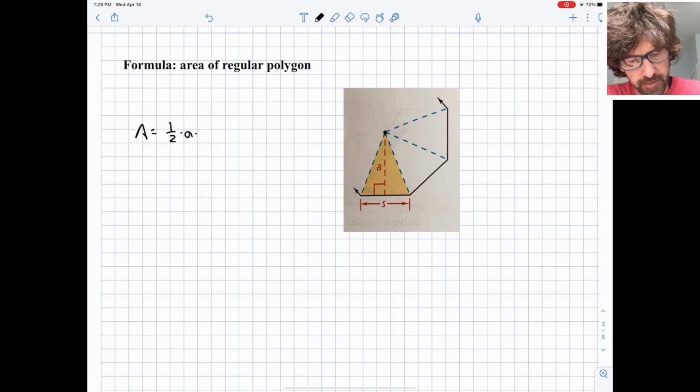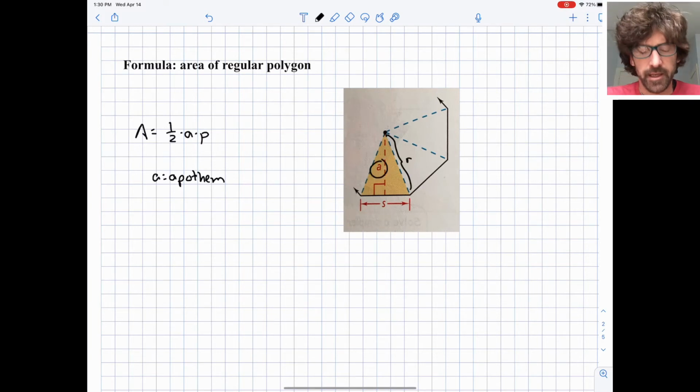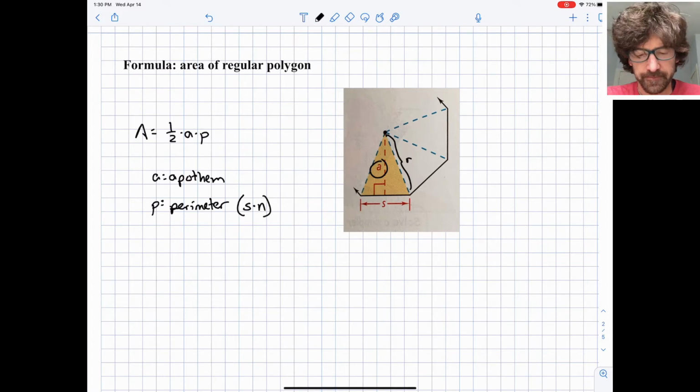Area is 1/2 times A times P. Little a is the apothem, and to be clear, that is not the radius. The radius is this right here. The apothem is labeled A in the figure. P is the perimeter. And I hope you can see that the perimeter could also be found by taking the length of one side times the number of sides. So often you're given just the length of one side and how many sides we have, but sometimes you'll be given the entire perimeter. So area is 1/2 times A times P.